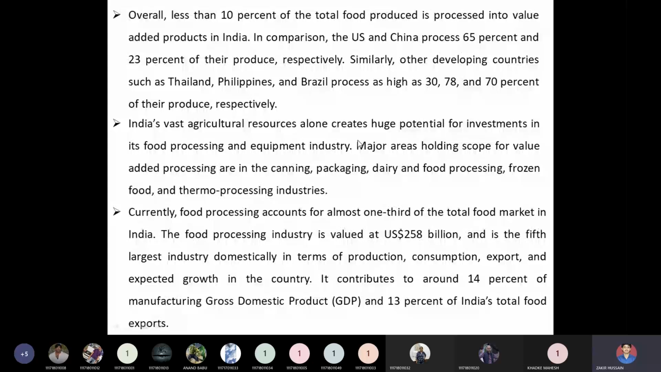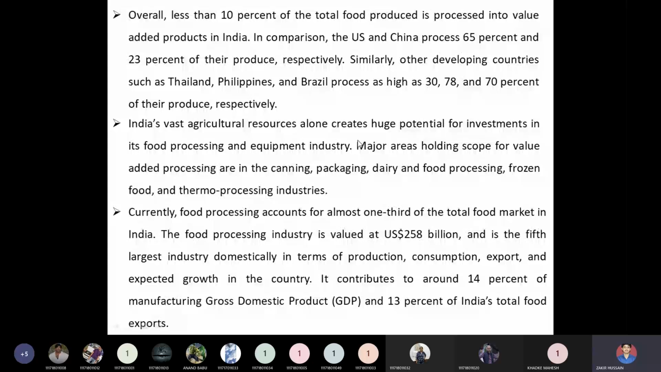So investment, we need a large investment in this sector so that it will be developed. It will be increased twofold. It contributes around 14% of the manufacturing gross domestic product. So it is contributing around 14% GDP. Directly, agriculture is contributing 35% GDP, and food processing, converting to value added products, contributes 14% of the GDP, and 13% of India's total food exports.